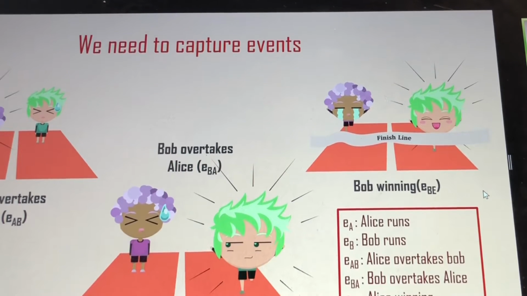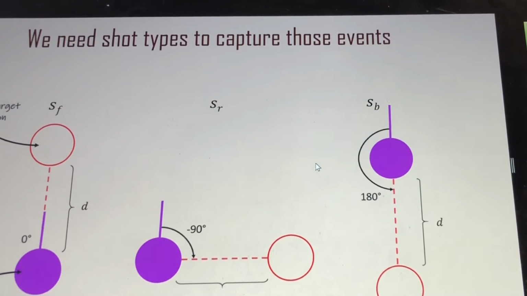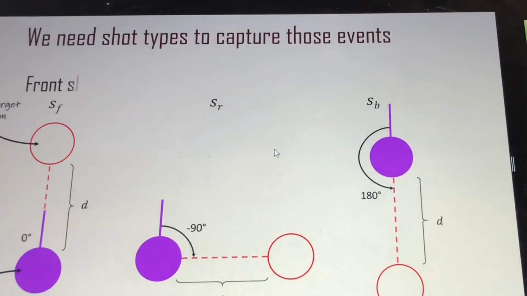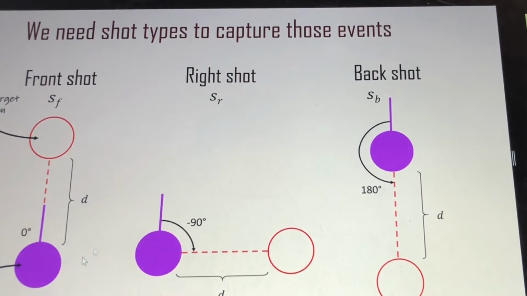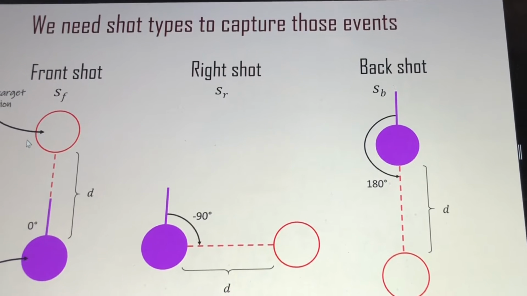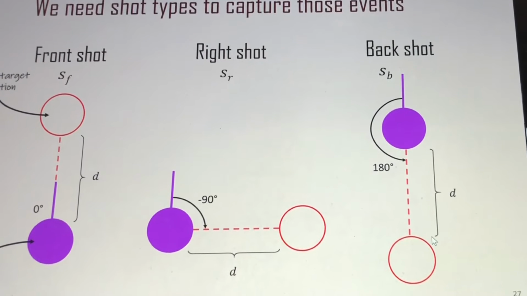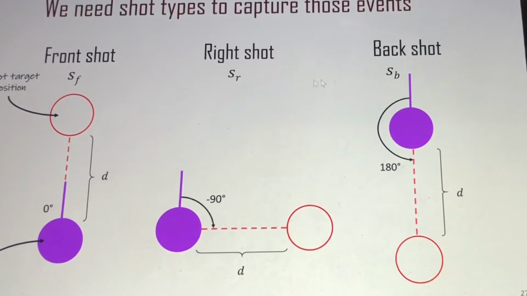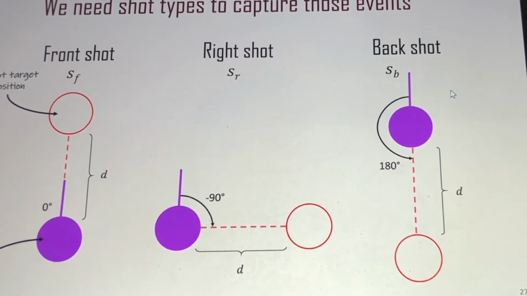We also want to specify the shot types that we want. Do we want a front shot? Do we want a shot from the right? This determines the position that the robot will be relative to the runner. If this circle is the runner, these show the different target positions that the robot can take. So we can have a whole set of shot types that we want to capture the event.